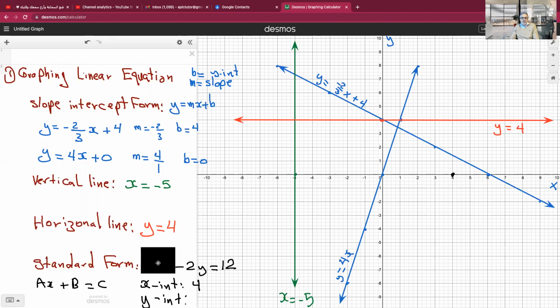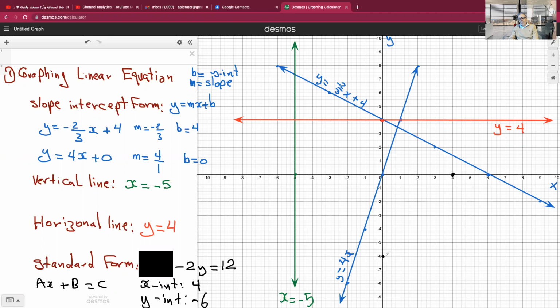So why don't we just cover this with our finger or whatever you want, and look at it as negative 2y equals 12. When it's negative 2y equals 12, then negative 2 times y will give you 12. So y must be negative 6, because negative 2 times negative 6 will give me 12. And then you go to the y-axis and plot a point at negative 6.